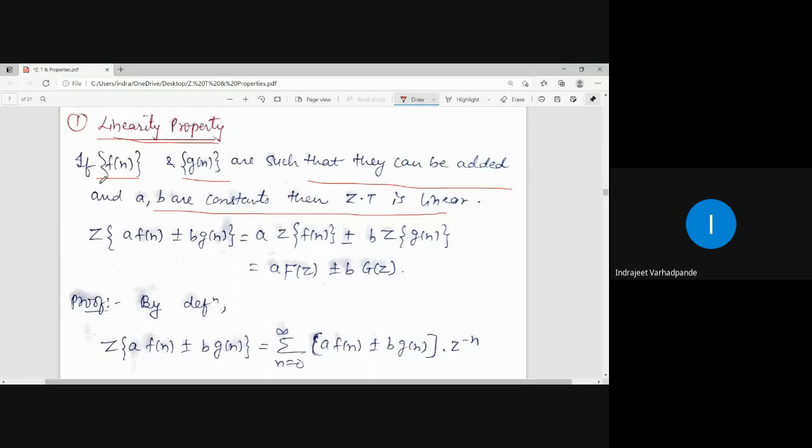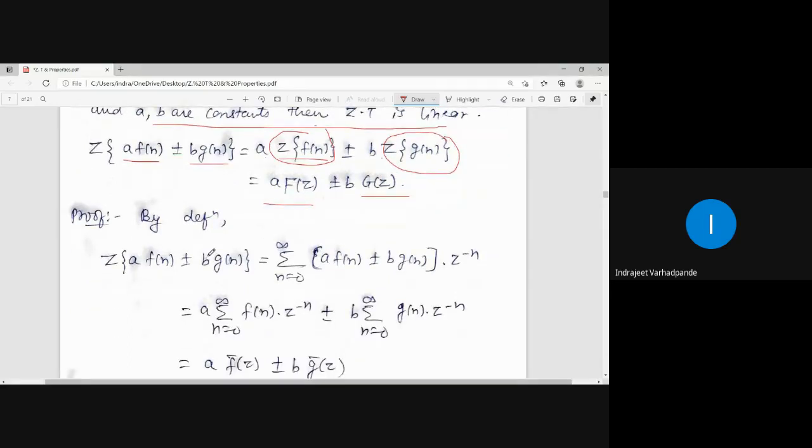Means when you take the Z transform of the sum or subtraction of the two sequences, it can be distributed over the addition or the subtraction. So what is the statement? Z transform of a f of n plus minus b g of n is nothing but a into Z transform of the sequence f of n plus minus b into Z transform of the sequence g of n. And I know that Z of f of n should be capital F of z, and Z of g of n should be denoted by capital G of z.